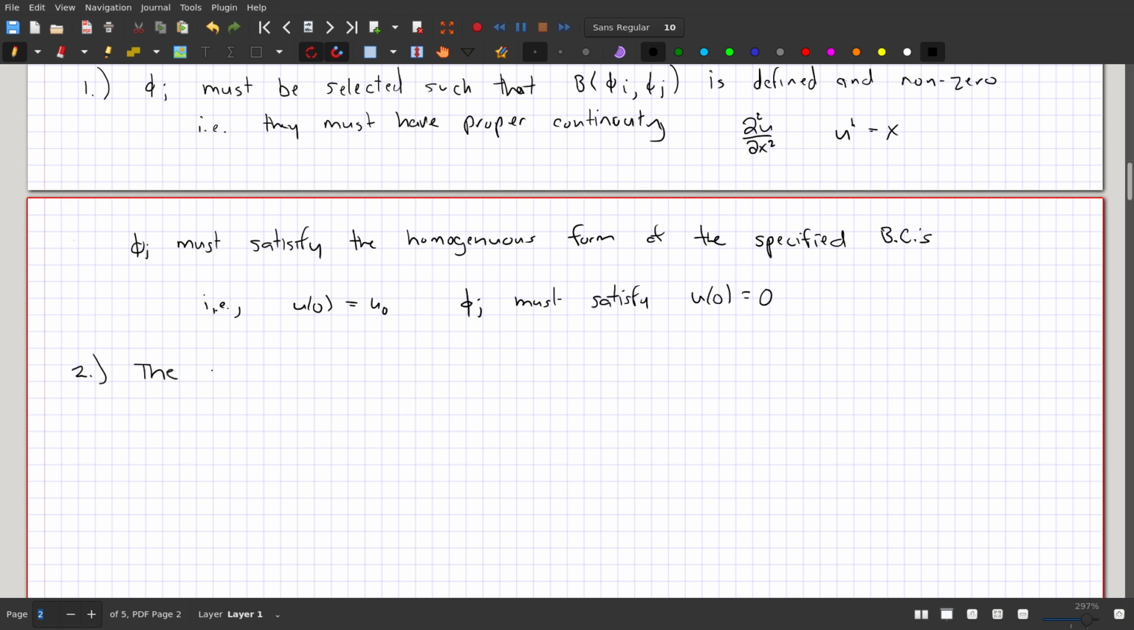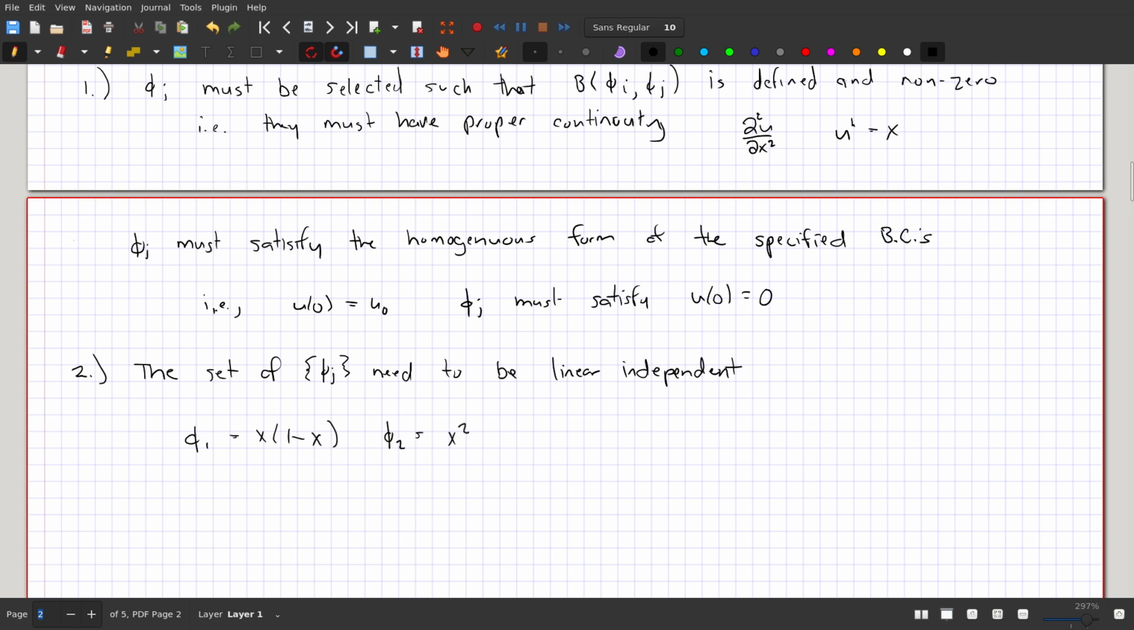I've already said this, but I'll just write it down again. Three, for completeness, the set of phi j need to be linearly independent. So if phi1 is equal to x times (1 minus x), and phi2 is equal to x squared times (1 minus x), then phi3 cannot be 2x squared times (1 minus x), right? Because this term is a linear multiple of the other ones.